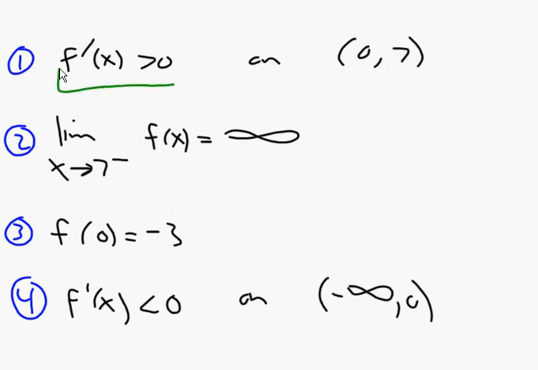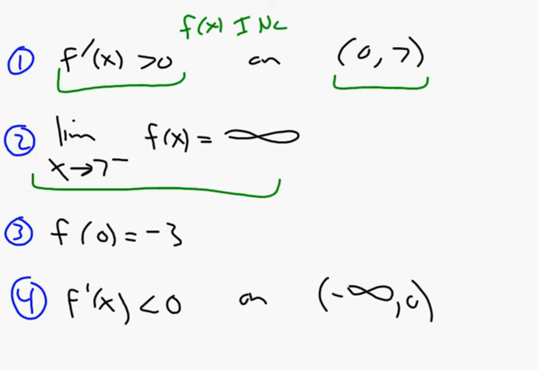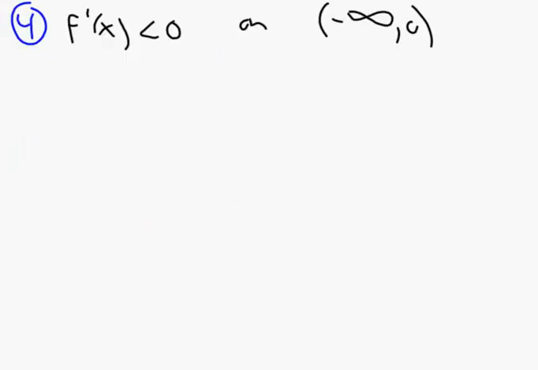So this first fact is simply telling us that f of x is increasing on this interval. And then let's take this fact with it. This is saying by the time we get close to 7 on the left side, y should end up at infinity. Okay? So let's, and we better be careful again. This is telling me that when x is equal to 0, y is equal to negative 3.